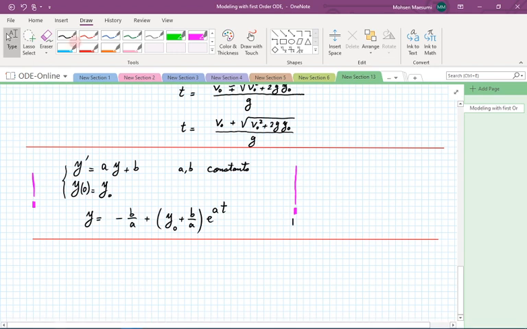Okay, back to our problem. In our problem, again, we are back to F is equal to ma. Now the force is made out of two forces. One is the weight of the object and the other one is the drag force.